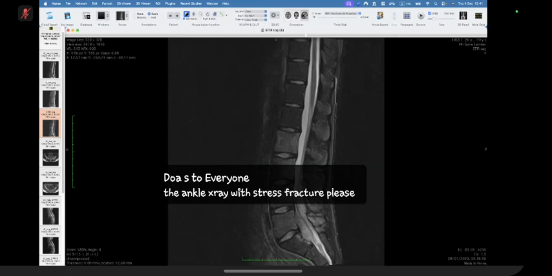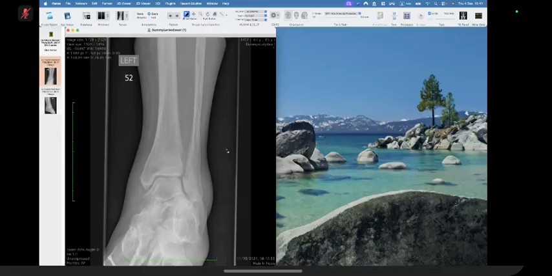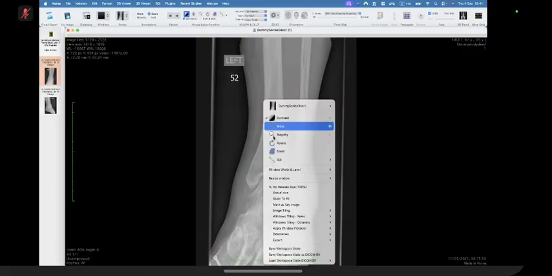Mhm. X-ray of the ankle with stress fracture. Okay, I'm just going to show that so that everybody can have a look. Okay, so this is the ankle. There is periosteal reaction.